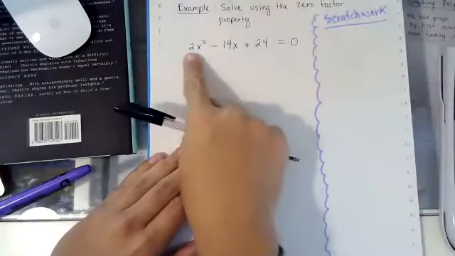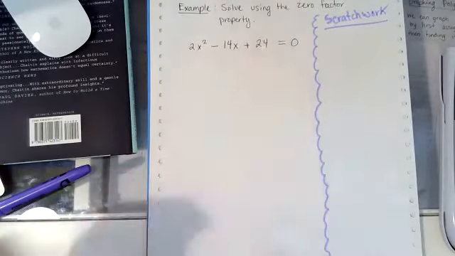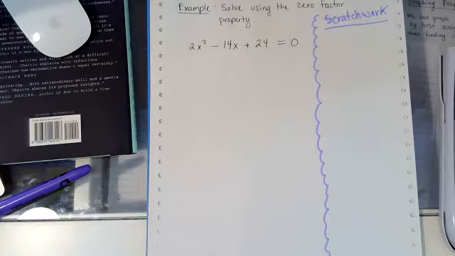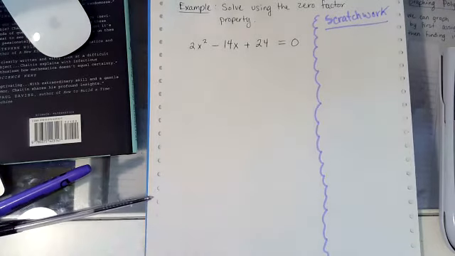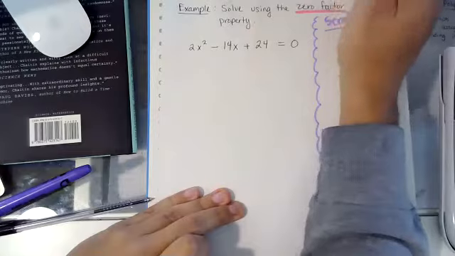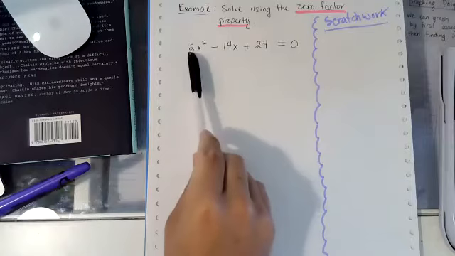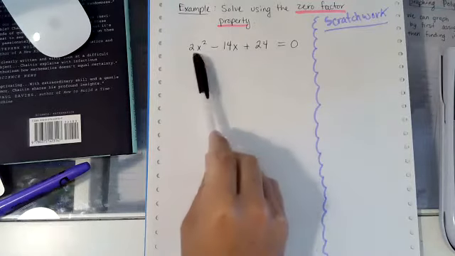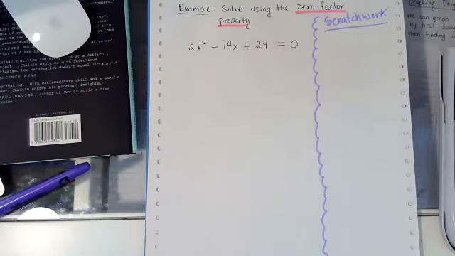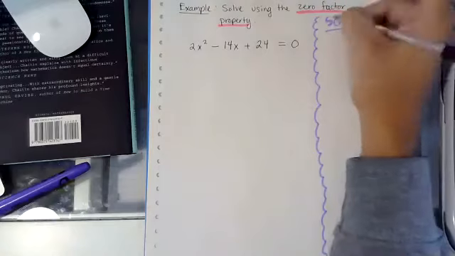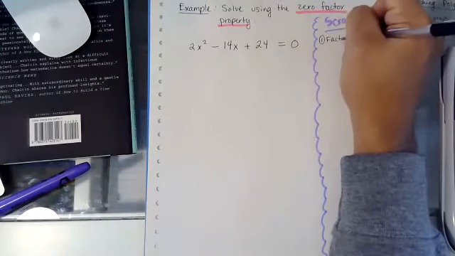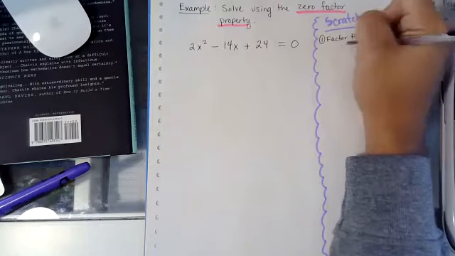Can anybody tell me how I might go about factoring this? What might be the first step? Right, when you see the zero factor property in the instructions, factoring is going to be the first step. Do each of these terms have something in common, some common factor? A 2? Yeah, so that might be the first thing. So I'm going to say step 1 is to factor the trinomial.